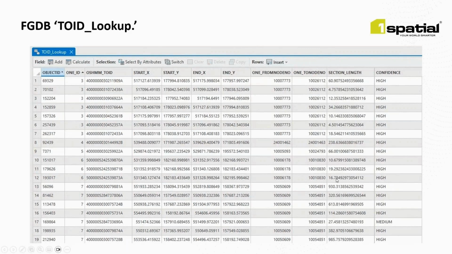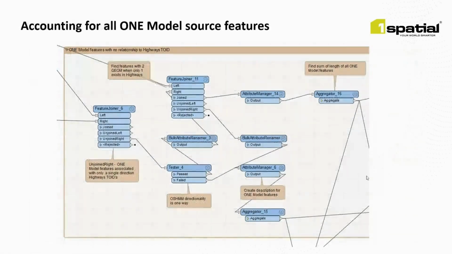As part of this as well, we wanted to account for all One Model source features, and therefore a section was dedicated within the workspace to account for every source One Model feature and focus solely on those that weren't written into the TOID lookup file geodatabase.